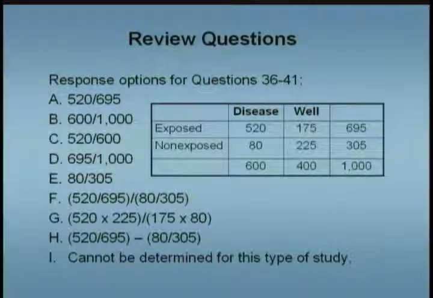First, question 36 says, assume the table represents a cohort study. What is the incidence rate in the exposed? Well, the question targets us to only the exposed group, not overall, just the exposed group. Do we have how many total people there? 695. How many diseased people do we have? 520. So the answer there is A. 520 divided by 695 is the incidence rate in the exposed group.